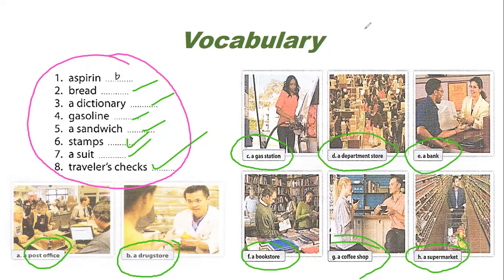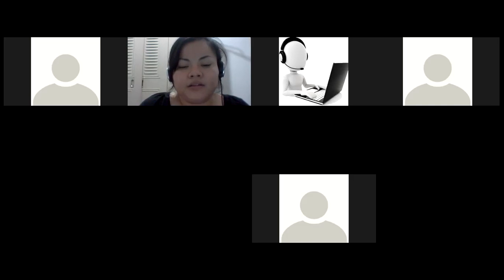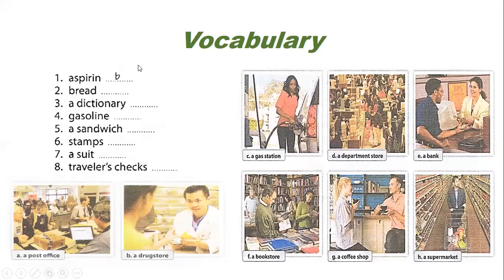So here we have, for example, for number one, aspirin. You can get an aspirin at the drugstore. What is bread? Bread could be at the supermarket. Okay, very good. Can you get bread in a bank? No. Or a coffee shop. It could be a coffee shop, right? Okay, very good. So that's what we're gonna do.